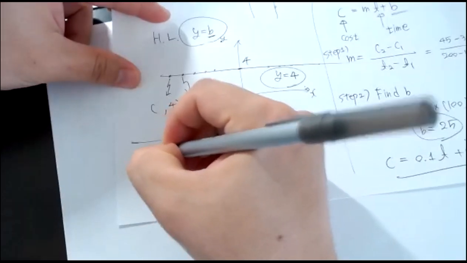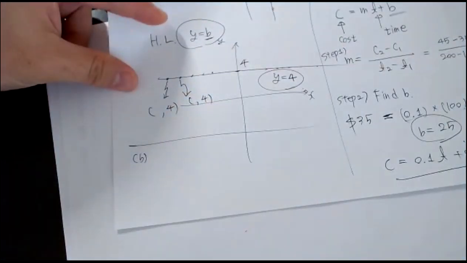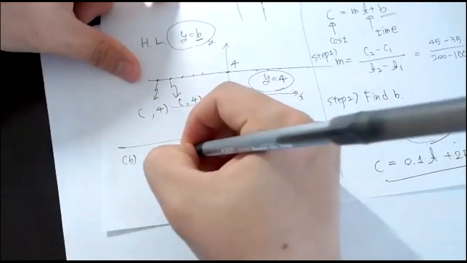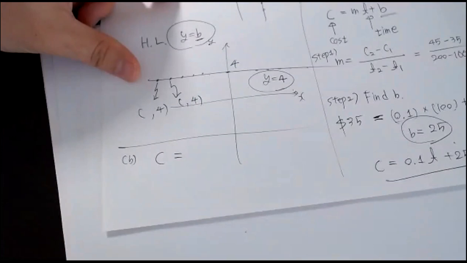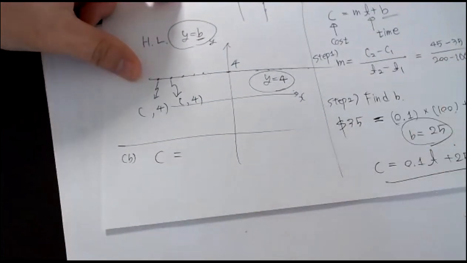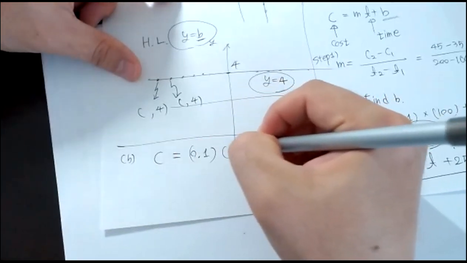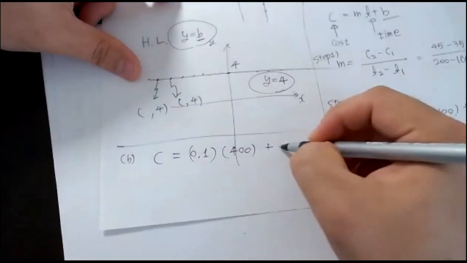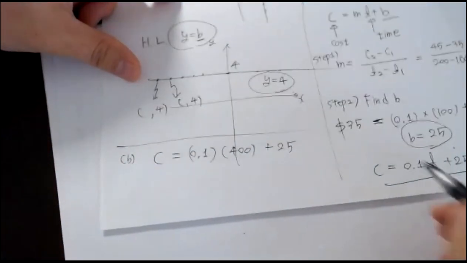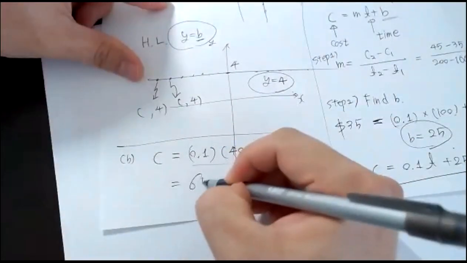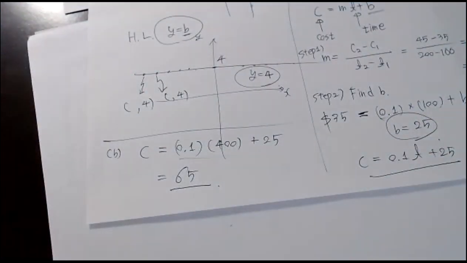So now question B. So what's question B? What is the cost for 400 minutes per month? To figure that out, we plug 400 into time T. So 0.1 times 400, plus 25. Then we're going to get 0.1 times 400, which is 40, plus 25, which is 65. Okay, so it costs $65.